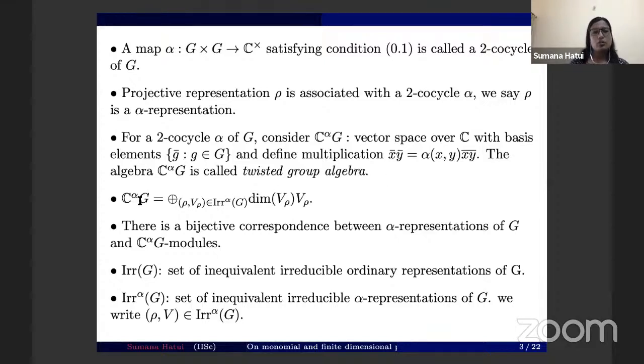If G is a finite group, semisimplicity of this group algebra holds here, like for ordinary representations. There is also a bijective correspondence between alpha representations of G and C_alpha G modules. Whenever I write E(G), that denotes the set of inequivalent ordinary irreducible representations of G, and this will denote the set of inequivalent irreducible alpha representations of G. So our aim in this talk is basically to talk about these irreducible alpha representations of G.